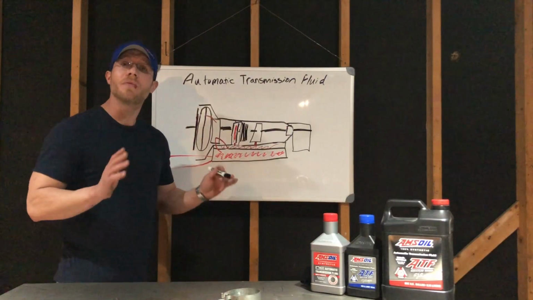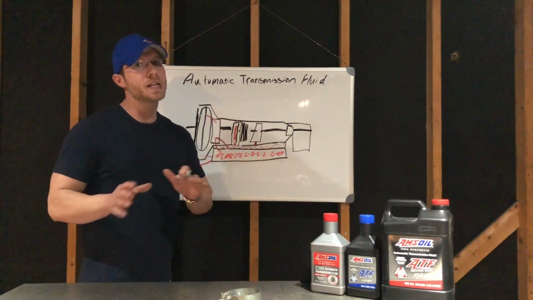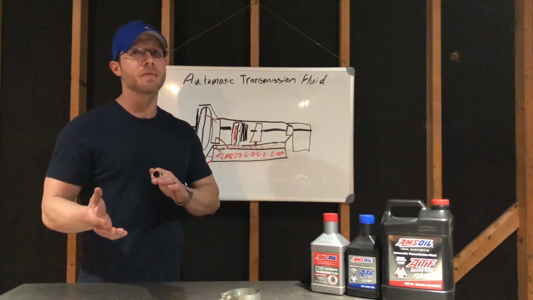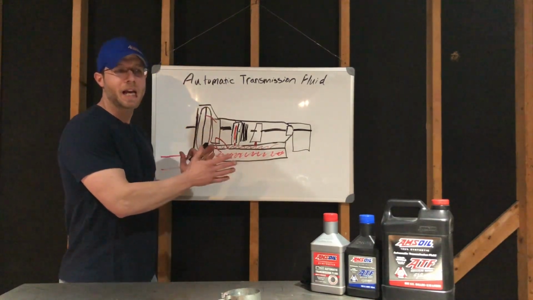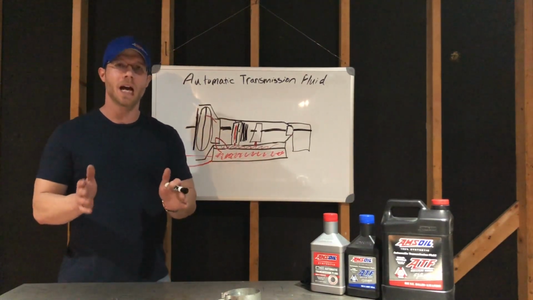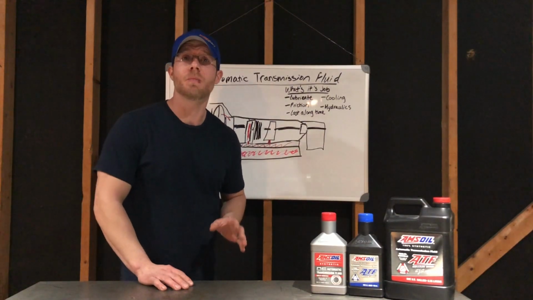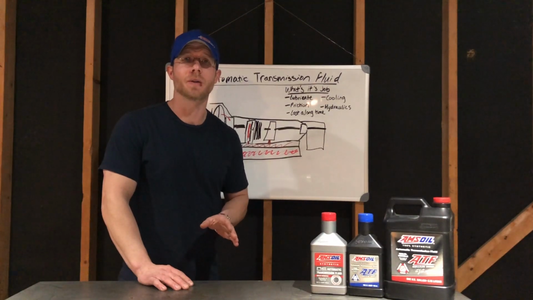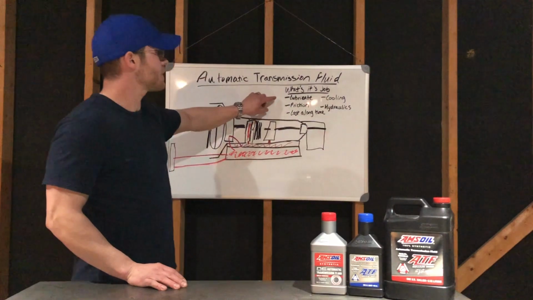So those are some of the main functions of our transmission. Basic operation stuff. Different transmissions are different ways. They use different types of gear sets, things like this. But this is a basic layout that gives you kind of an idea of what the fluid has to do. I said that automatic transmission fluid is possibly the most complex fluid in your vehicle. Well, here's why. It has a bunch of different jobs.